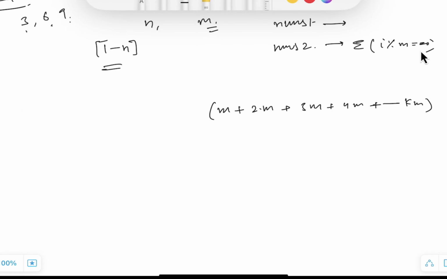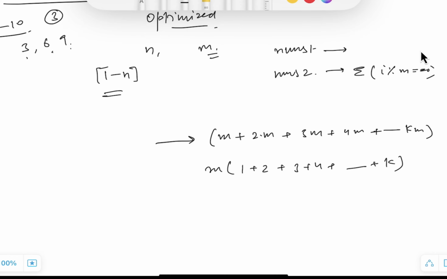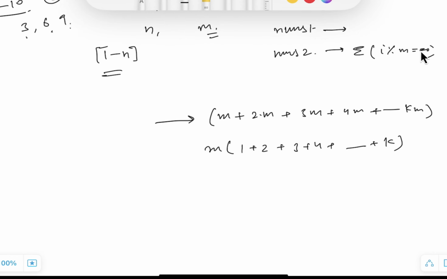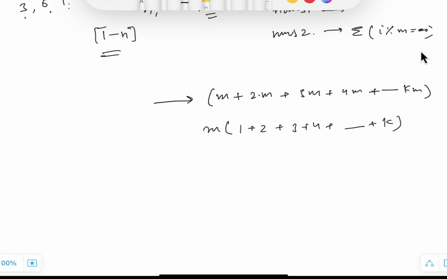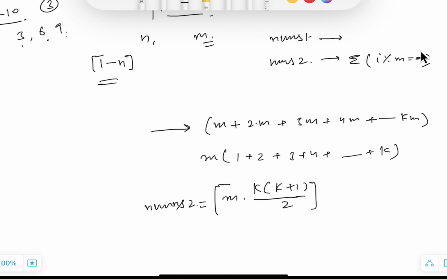And here if I try to analyze, m is common. If m is common, I can do something like this: 1 plus 2 plus 3 plus 4 and so on till k, right? And these numbers are the ones which are divisible by m. And what is the sum of the first k natural numbers? It is k into k plus 1 divided by 2, into m. Okay, what is this value? This value is nums2. So nums2 we are able to figure out.